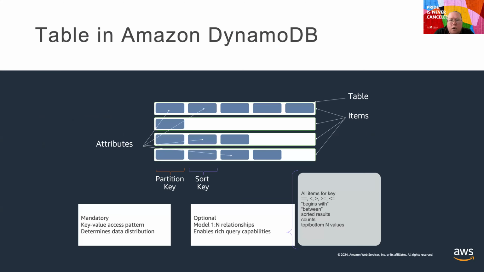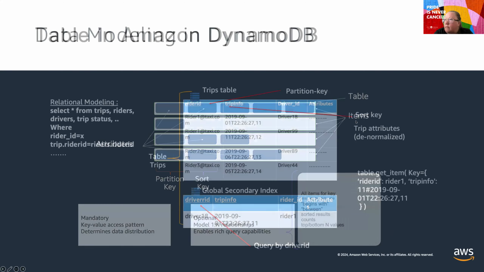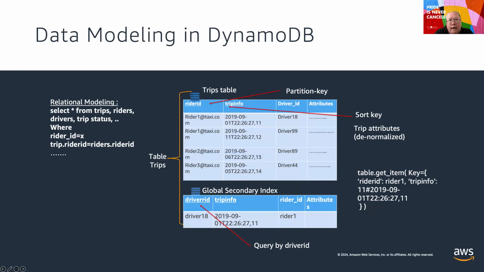In order to be a good fit for DynamoDB, there has to be some kind of key value access pattern. That determines how the data is distributed. You can model one-to-many relationships, or you can even have very strict one-to-one. So it's quite rich in capabilities. So what it would look like in this use case would be something like this.